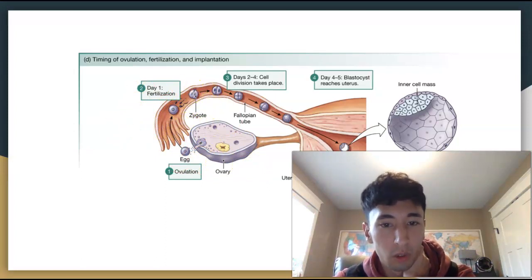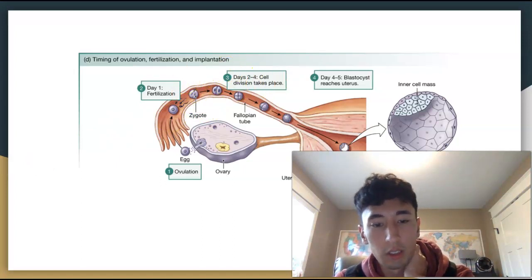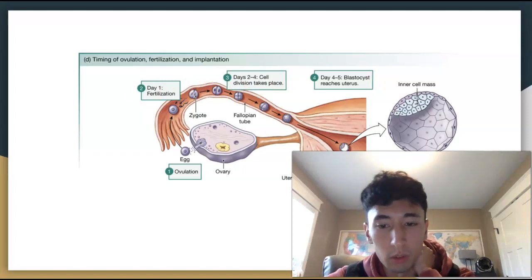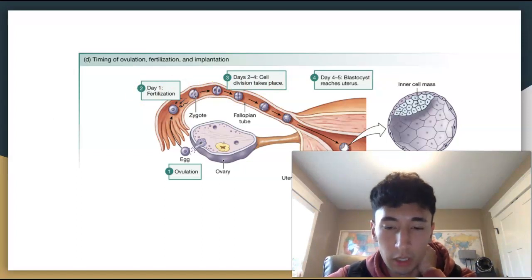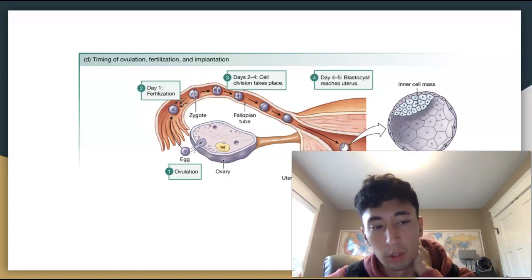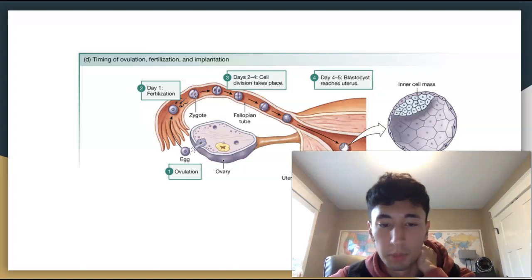Then in days 2 through 4, cell division takes place, which in this case is mitosis, and the zygote makes its way down the fallopian tube. Like I said in the prior slide, this is with the help of progesterone, and we'll go further in depth on progesterone too, because it's a very prominent hormone when talking about early embryonic development. But as you can see, the zygote continues down the fallopian tube.